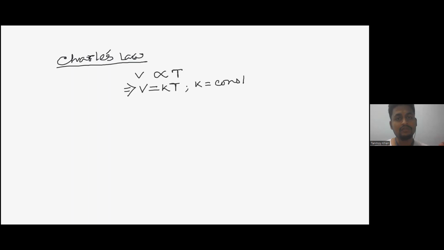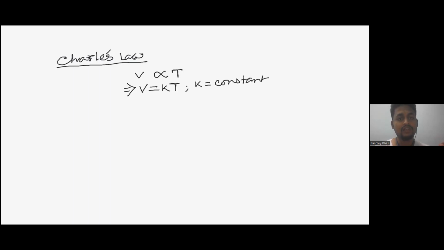Charles law is also one of the gaseous state laws. What does it tell? V is proportional to T. I'm not explaining all these things because this is only for the mathematics part. Whenever I teach gaseous laws, I will obviously explain everything. So V is proportional to T. If you simplify it, it becomes V is equal to KT, where K is a constant.